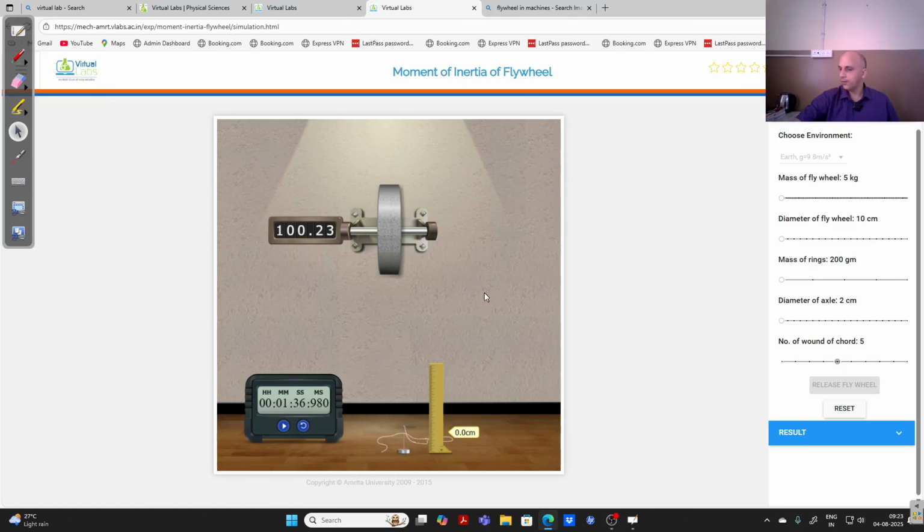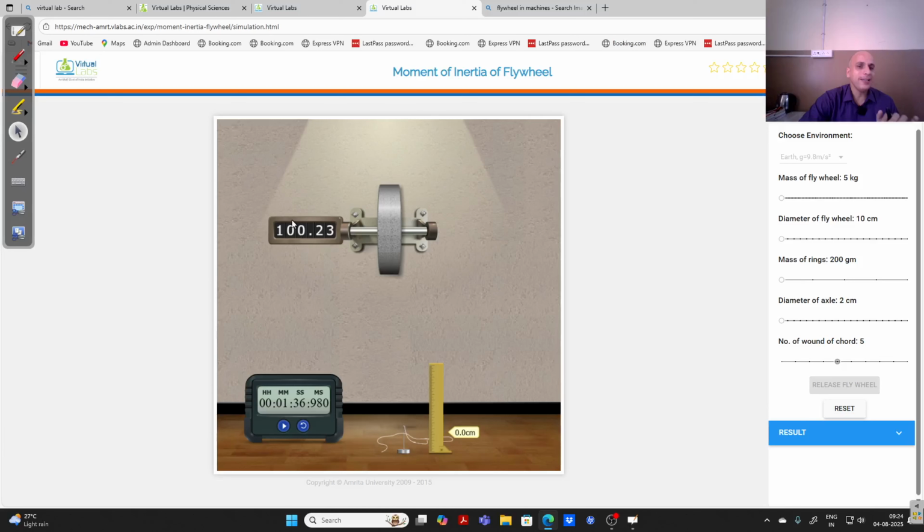So you can see here the value of capital N we got is 100.23. But in this simulation, it is calculating n including both small n and capital N, but we know very well that small n is 5. So capital N is how much? We have to decrease, because it is calculating all the rotations from the instant when this flywheel is released. So we have to subtract 5 rotations from 100.